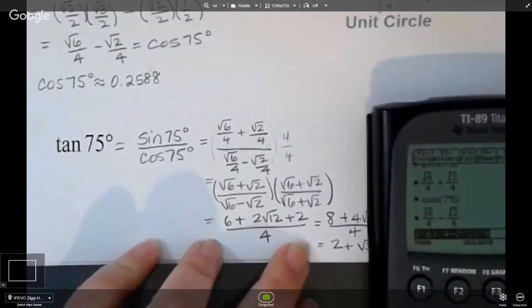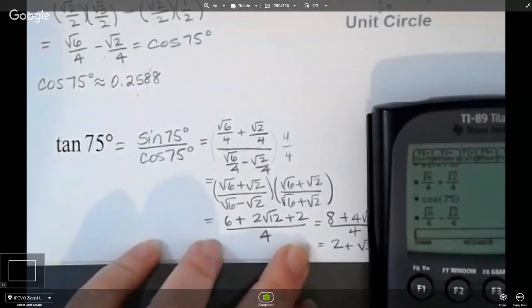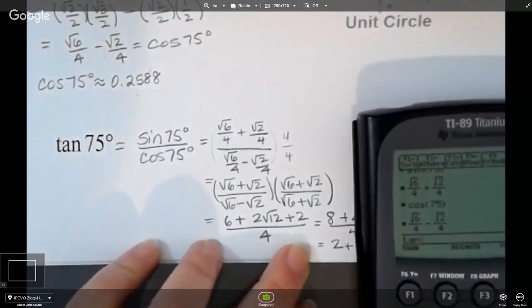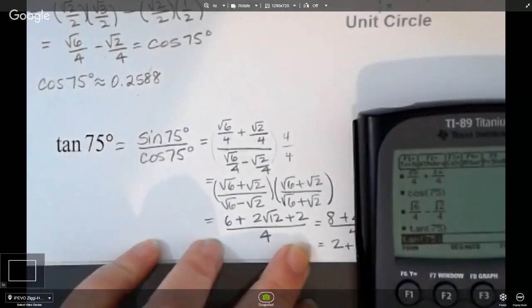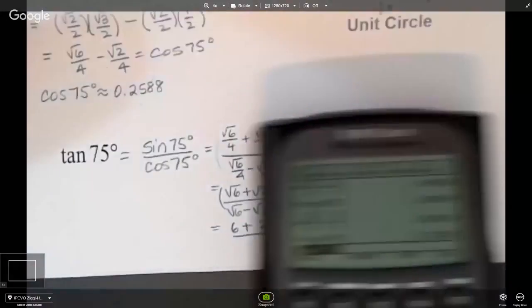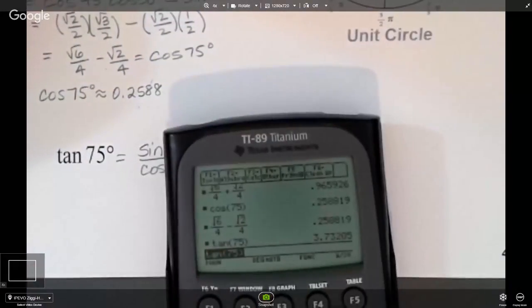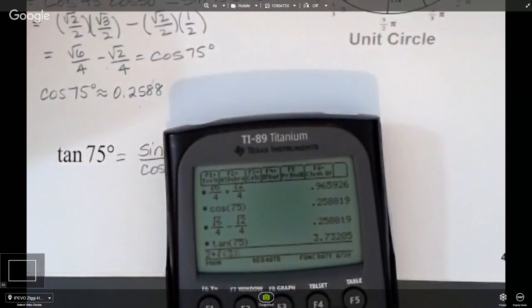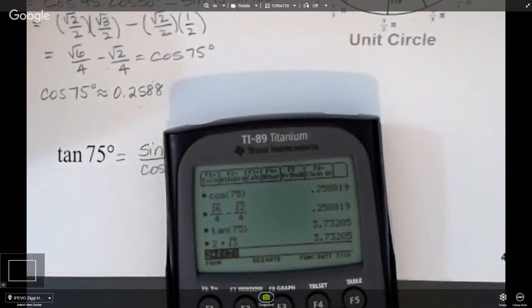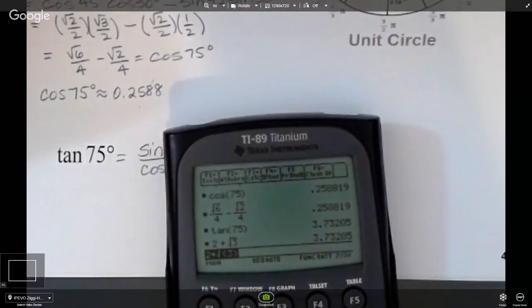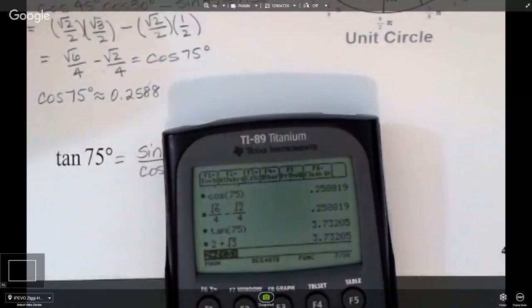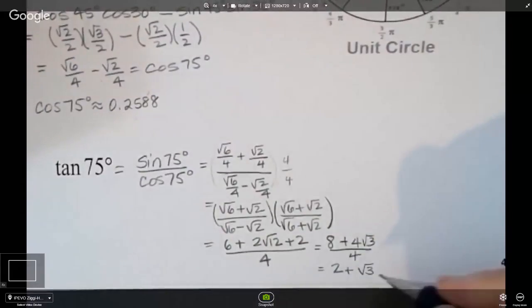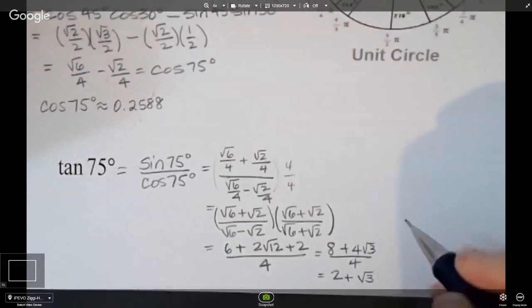All right, and if we use our handy dandy calculator, and we go second tangent, and I'm going to tangent 75, and I'm going to go and get the decimal, and if you can't see it here, it's 3.732. And if I say 2 plus second root 3, you'll see that they are identical. Well, that's good, that they are identical. And this is the exact value of the tangent of 75.